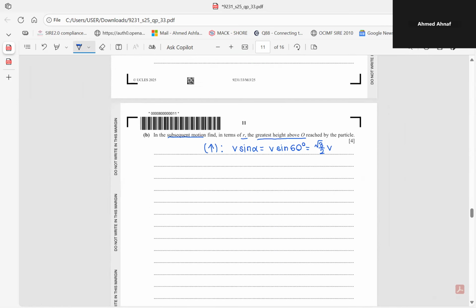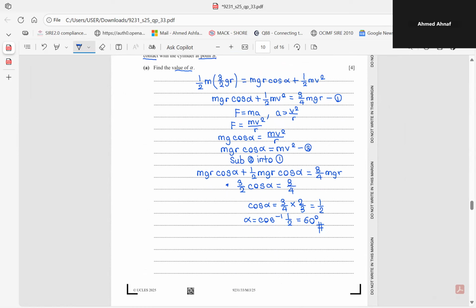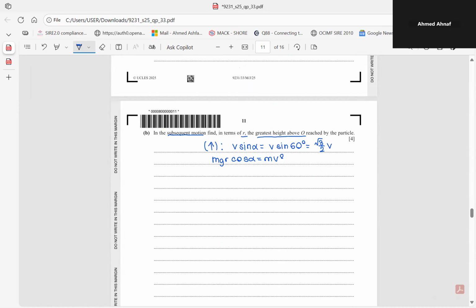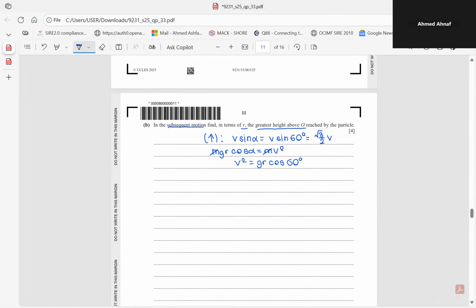Okay, you know what? Let's just find v. So we're going to take the second equation. mgr cosine alpha equals mv squared. Okay, so we get gr cosine alpha equals v squared. So v squared is just gr cos 60. So cosine 60, oh my gosh, okay, that's just half. So you just get half gr. So v is equal to square root of half gr.